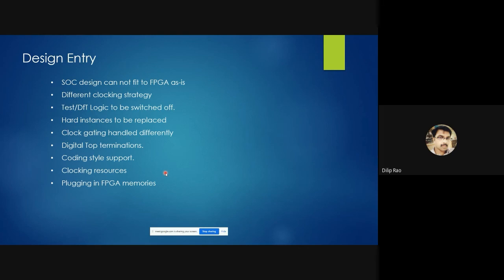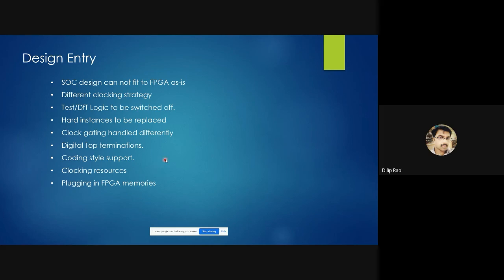DFT logic needs to be switched off. You have an SoC database. In that SoC database, the application mode and DFT mode sit hand in hand. They can be enabled selectively, but that's not the case here. We need to completely kill the DFT logic to save on logic resources, and also gain some advantage in terms of timing for the application mode, because our intention is to only prove the application mode and not get into DFT mode.